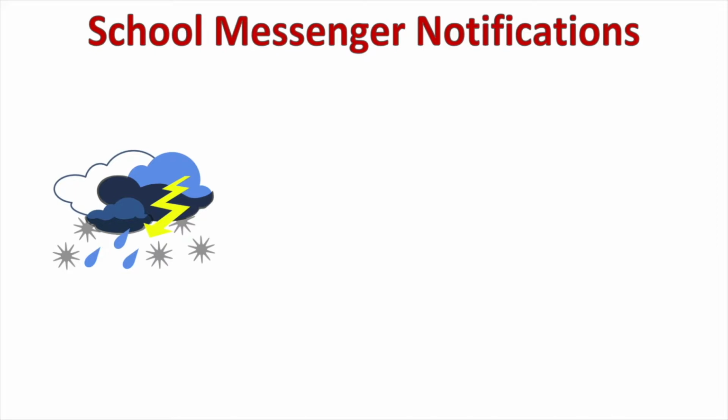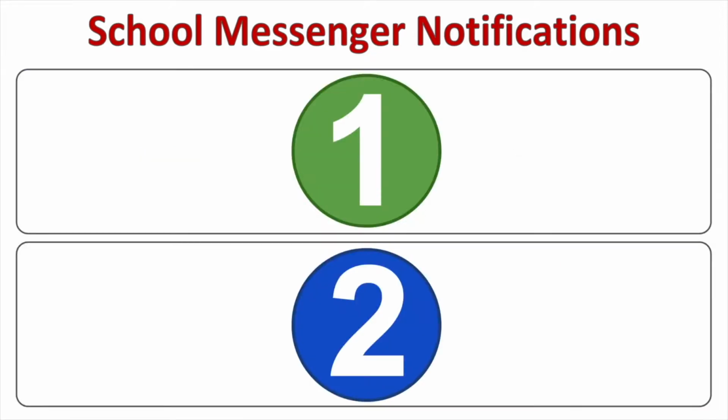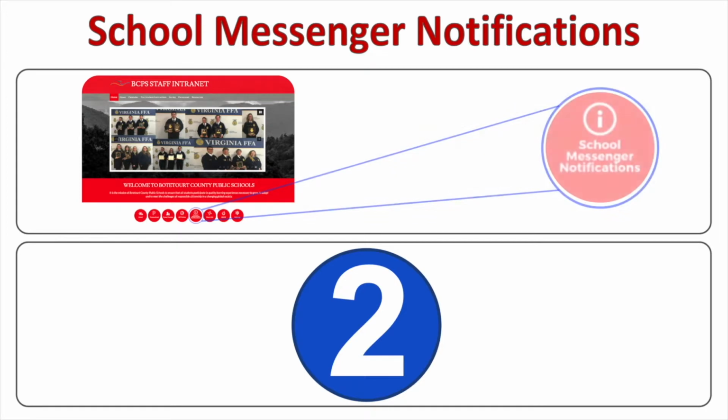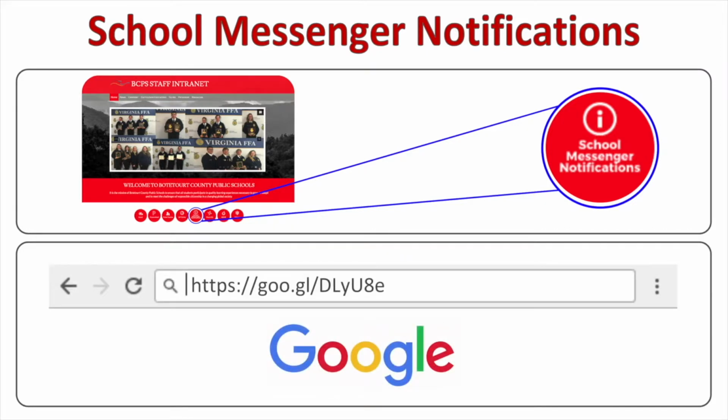Employees and staff can opt to receive notifications from the division or their assigned locations for weather-related closures or delays, important announcements, or upcoming events. To sign up for notifications, go to the staff intranet and click on the School Messenger Notifications link towards the bottom of the page, or in Google Chrome, type the following shortened URL.